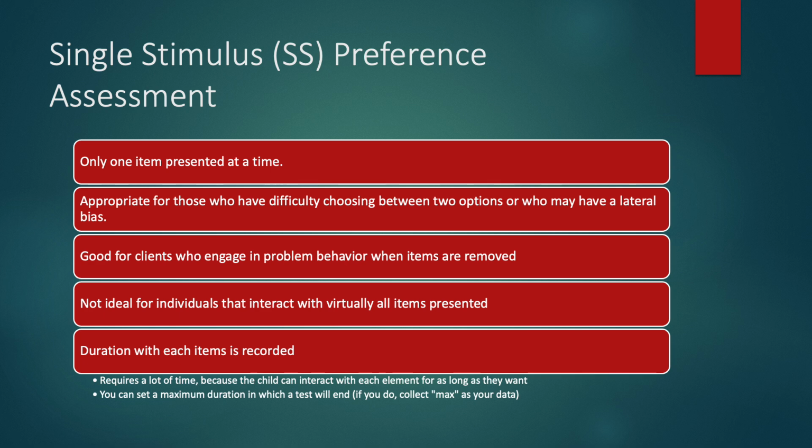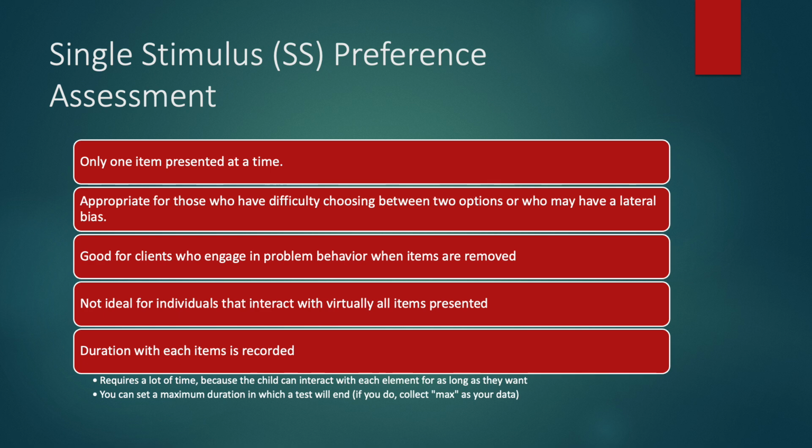If you're not familiar with what a side bias is, this is basically when a person consistently chooses a particular side, an item that's on a particular side, and they don't differentiate based off of the item. They're not necessarily paying attention to the stimuli themselves, but rather they're making the choice based off of where that item is placed. And this is going to confound your results of your preference assessment. So that's not good, and it's something that we want to account for. So when you have clients that have side biases, then you want to make sure that you're using a single stimulus preference assessment where they're not having to make any choices between items.